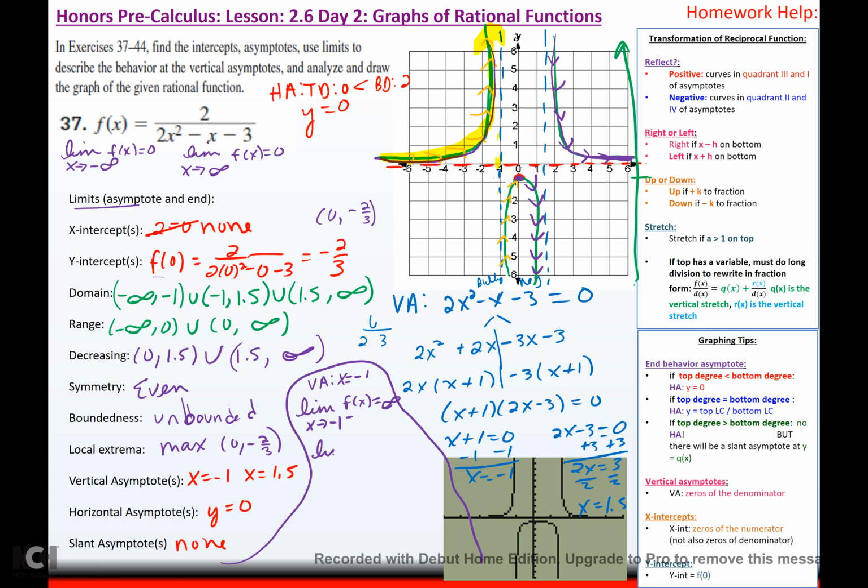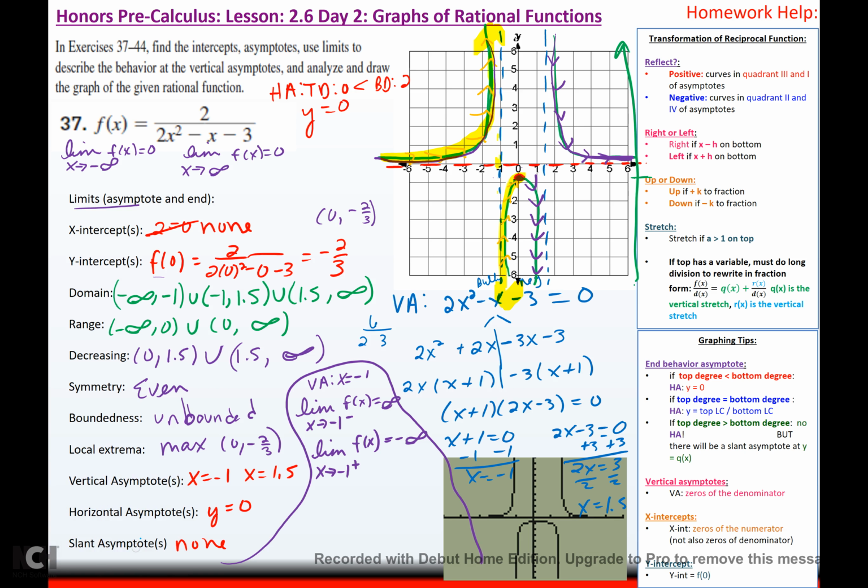Okay, as I take the limit as x approaches negative 1 from the right, what that means is I'm approaching negative 1 from the right. So the closest part to the right, this little vertex here, if I trace this as I get closer and closer to negative 1, that function is heading to negative infinity. So we say the function is going to negative infinity. Now we got to do the other asymptote.